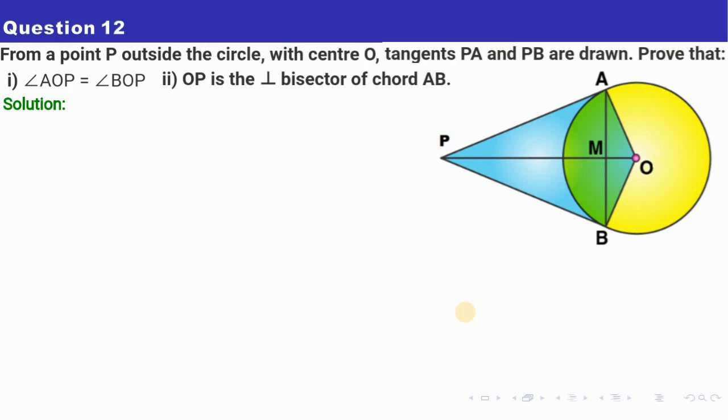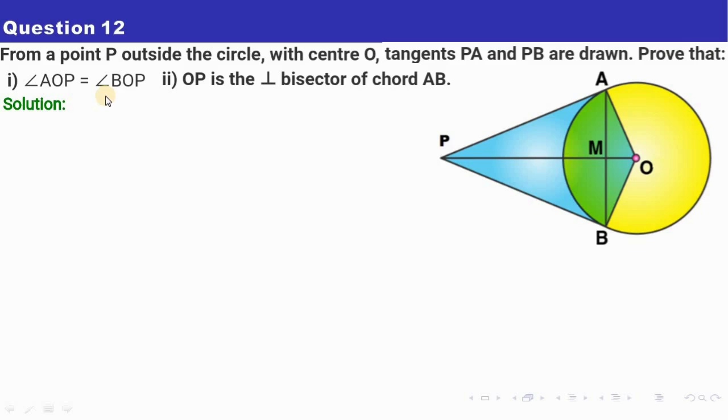Okay, let us move on to the last question for the day. Question number 12 says, from a point P outside the circle with center O, two tangents are drawn, PA and PB. Obviously they will be equal in length as well. We need to prove that angle AOP equals angle BOP. AOP means this angle, and BOP means this angle. These two angles will be equal. That's what we need to show here.